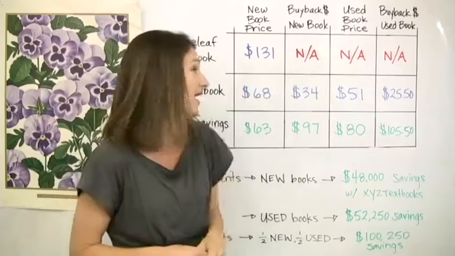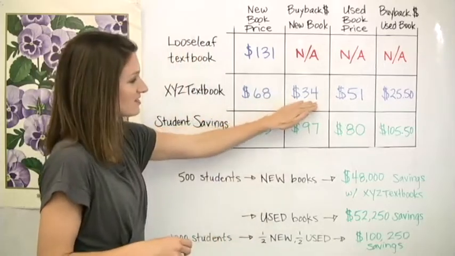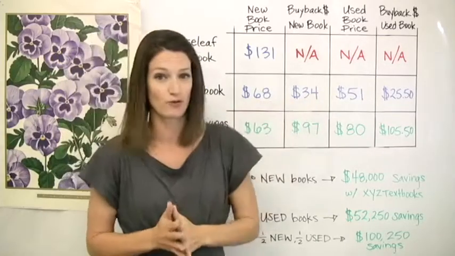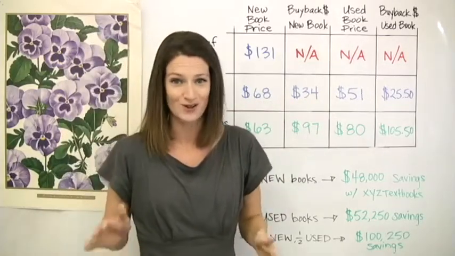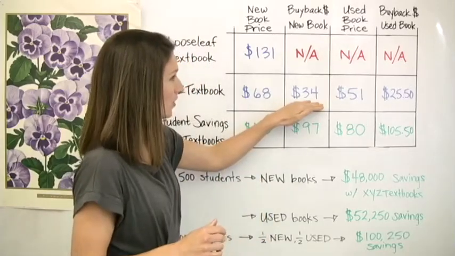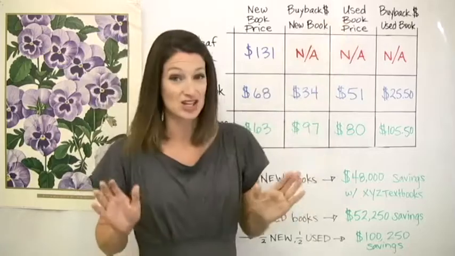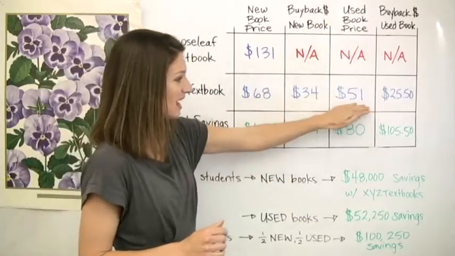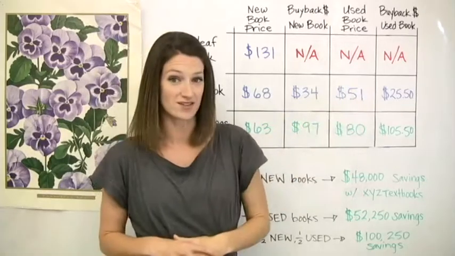bookstore will buy it back. So the refund that the student will get is 50% of the original price, which is $34. So that's $34 in the student's pocket. Now, since they bought back these new books, the bookstore now has used XYZ textbooks to sell, and they sell it at a discounted price of $51.